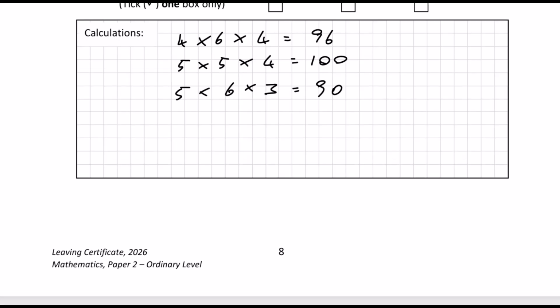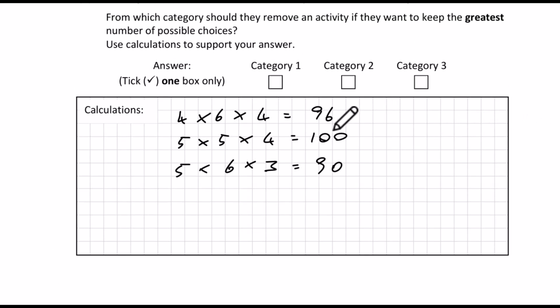So the best option would be to take one out of category 2. That'll give us the most number of options. So it is category 2. So it's this one here will give us the most options.